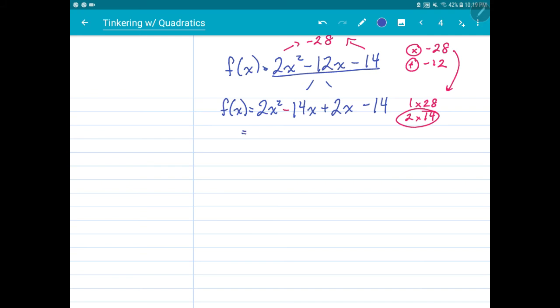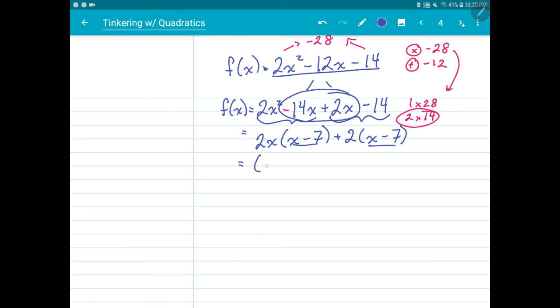Okay, so now I just have to factor by grouping. So here's my first group. Here's my second group. If you switch the 14x and the 2x, this is still going to work. So it won't matter which order you choose. So 2x is the common factor for the first group, and you get x minus 7. And 2 is the common factor for the other one, and you still get x minus 7. And that's what this is all about. You're making the correct choice of these two numbers here so that these end up being the same in the end.